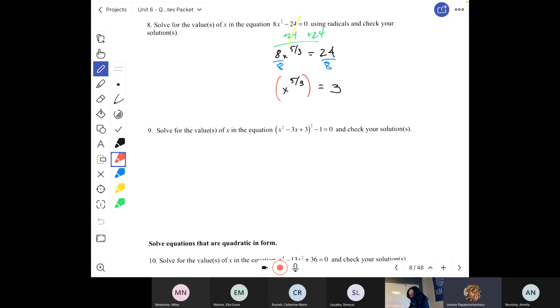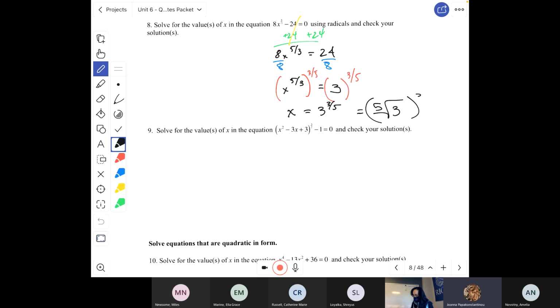Not multiply, but raise it to the power of 3/5. Yes, we're raising each side to the power of 3/5. So on the left-hand side, I have x. On the right-hand side, I have 3 to the 3/5 power. And let's just say that on a quiz or a test, it says represent your answer using a radical expression. How would I rewrite this using a radical?